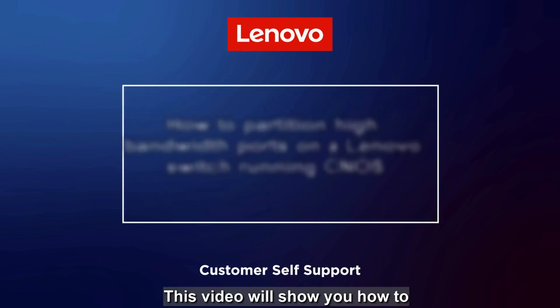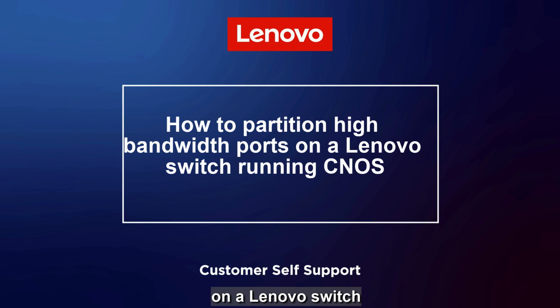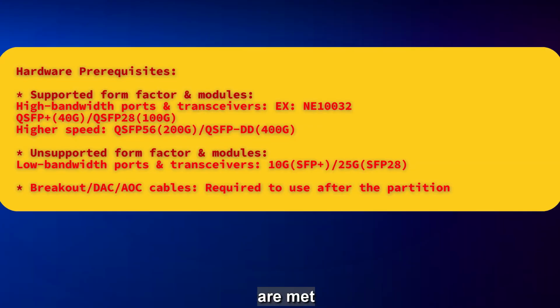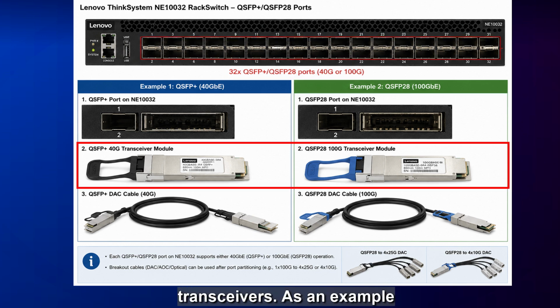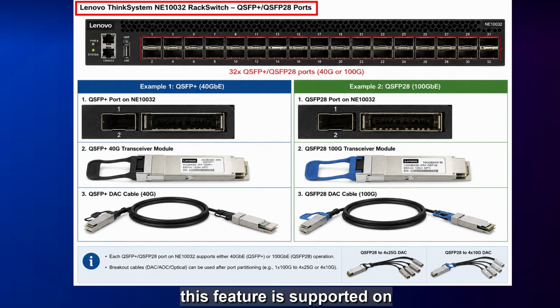This video will show you how to partition high-bandwidth ports on a Lenovo switch running CNOS. Ensure hardware prerequisites are met. Port partitioning is supported only on high-bandwidth, breakout-capable ports and transceivers. As an example, this feature is supported on the NE10032 rack switch.